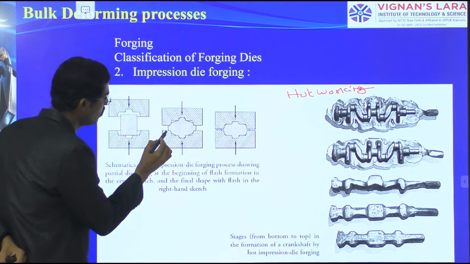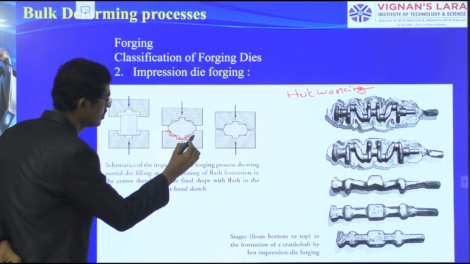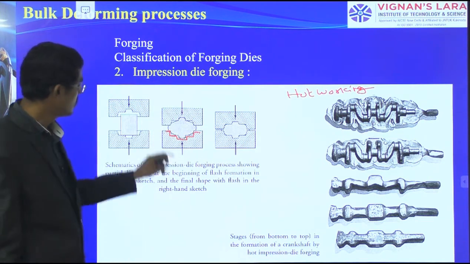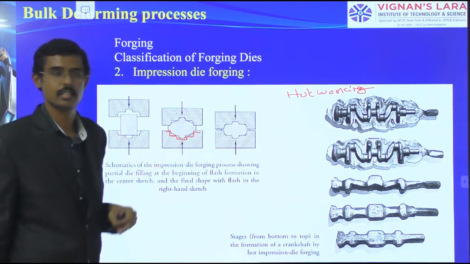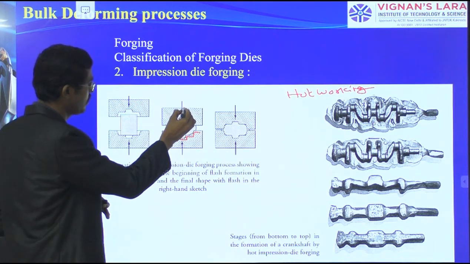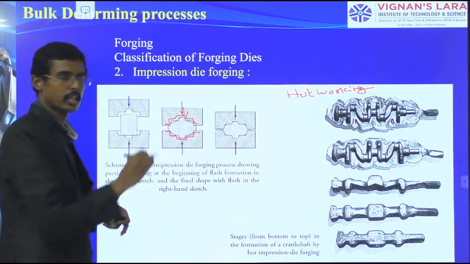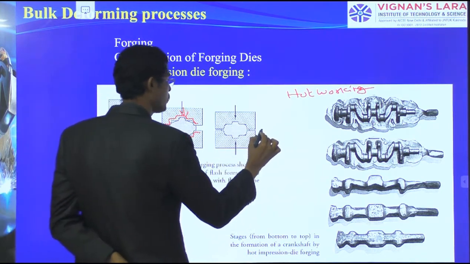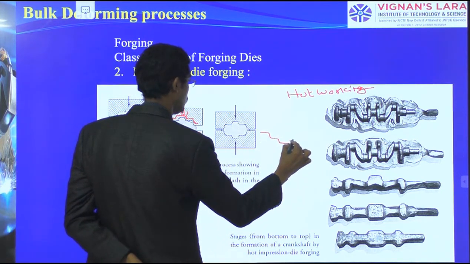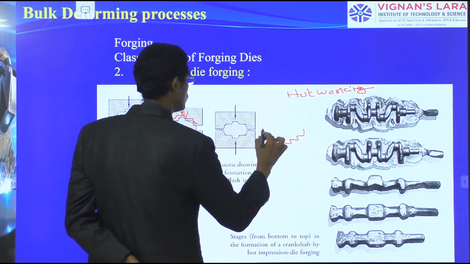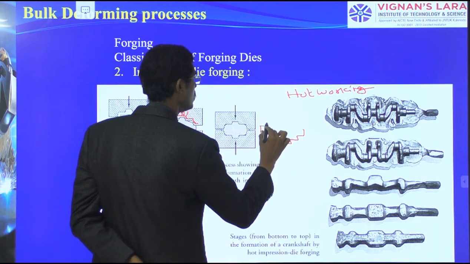See, some designs have been framed, these impressions are already available in the die. How about the design? Here the design is like this. Here the design is like this. Instead of this design, we can have such designs. Then obviously when the workpiece is pressed, this design has to fall on the product. The final product, how will it look? The product will look like this. Similarly, like this also.